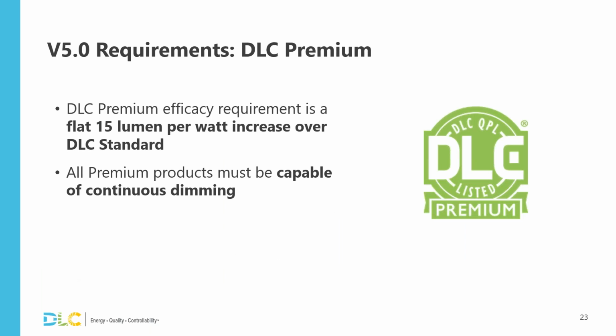All right, so moving on to the 5.0 requirements for DLC Premium. There are two main changes to be aware of. First, as Axel mentioned, the higher efficacy required under Premium will be a flat 15 lumen per watt increase over standard, and all premium products must be capable of continuous dimming.